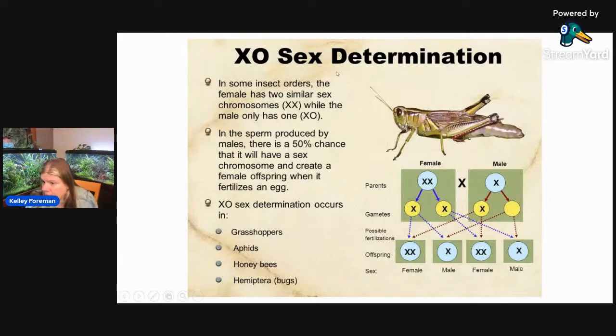So in grasshoppers and other orthopteran insects, like crickets, let's see, what else would there be? Locusts, katydids, cicadas, these are all orthopteran. The females are XX. And they can make either XX females, or if there's something called non-disjunction, they can also make XO males. And males can also make females and males. So that's how it works in them.